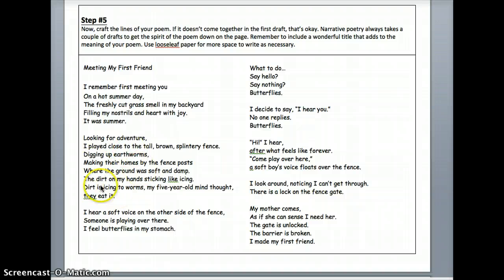They eat it. So in this stanza, I used a poetic device. I used a simile, talking about the dirt being like icing. And I also kind of characterize myself as a 5-year-old, giving myself a thought that 5-year-olds would probably have. I don't remember exactly if I had this thought, but it would make sense that I would think this way, thinking about what dirt is to worms, because I was fascinated by things that crawled around. I loved playing with bugs and worms. So then read the rest of my poem and think about what questions you have about some of the style decisions that I made.